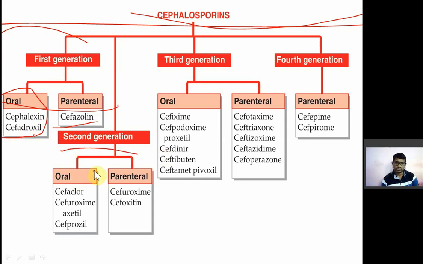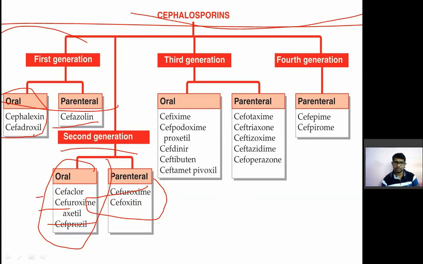So orally used second generation cephalosporins: cefaclor, cefuroxime axetil, and cefprozil. And those used by parenteral route: cefuroxime and cefoxitin.